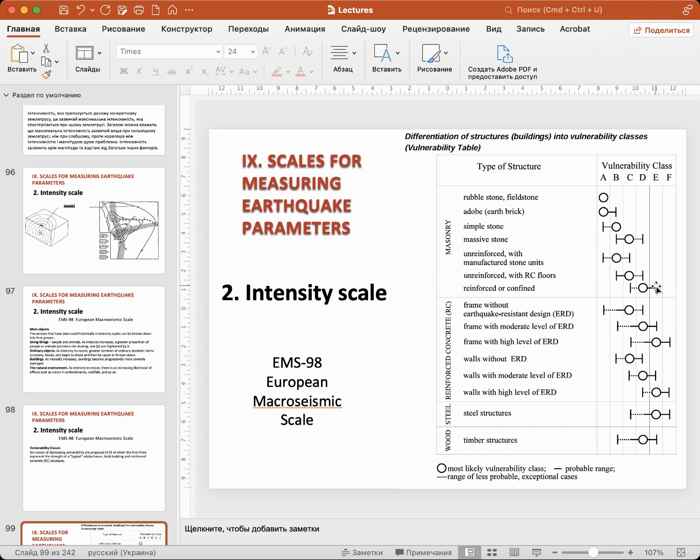How is that possible? Why is that so? It is connected with the method of construction and also with the material. So in this case, we are dealing with rubble stone or fixed stone or adobe or earth brick. So it is masonry which is burned by the sun.